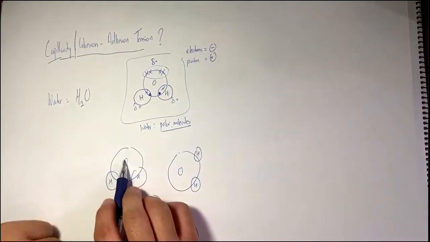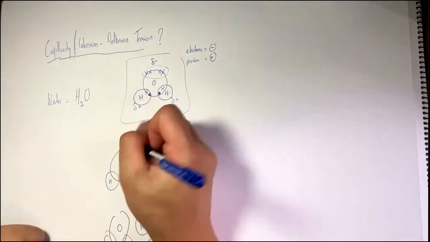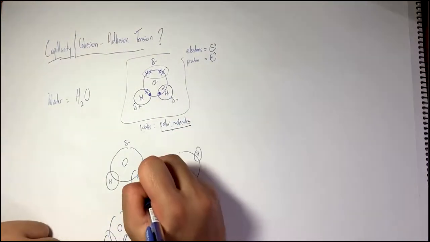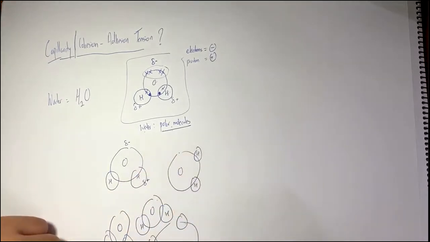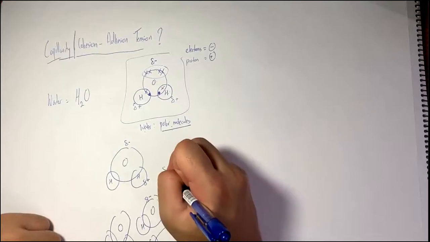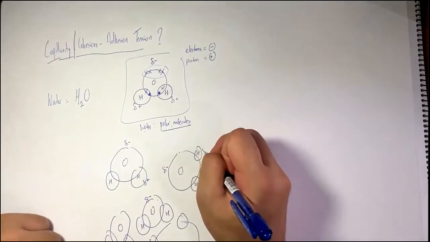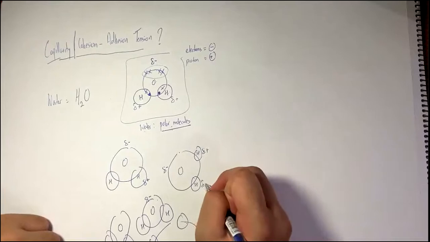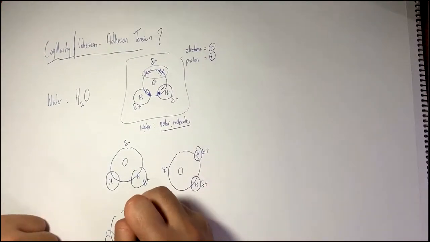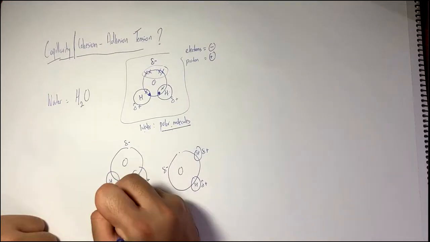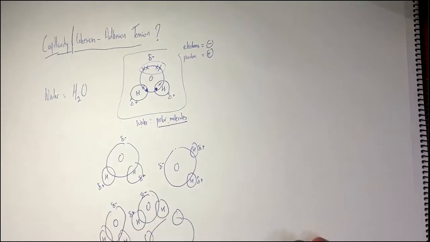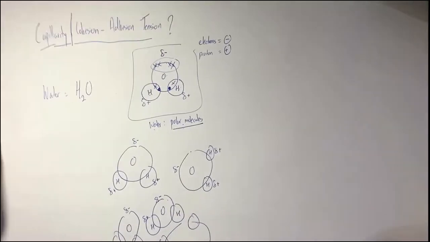And as you know, oxygen has a slight negative. So this is slightly negative, and this is slightly positive. Okay, and this is slightly negative. This is slightly positive. This is delta positive. This is also delta positive. This is delta negative. This is delta positive, so on and so forth, right?